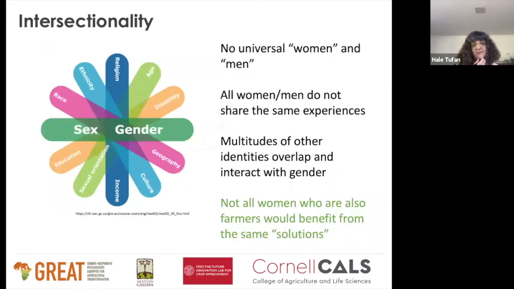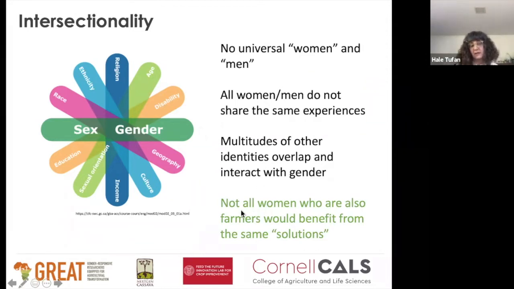This is a really important concept, intersectionality, and you may have seen this mentioned more recently. This concept emerged from Kimberlé Crenshaw to define the double whammy of sexism and racism, and how those two coming together excluded Black women specifically from feminist movements. So it's grown since that initial definition to raise awareness that there is no universal woman or man, for example, as we're talking about men and women in agricultural research. All women and men do not share the same experiences, so you can't generalize. And there are multitudes of other identities that overlap and interact with gender to define those individuals' lived experiences.